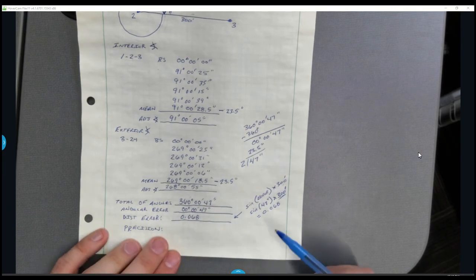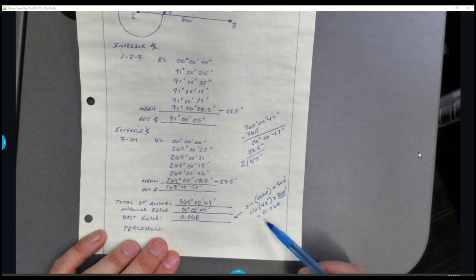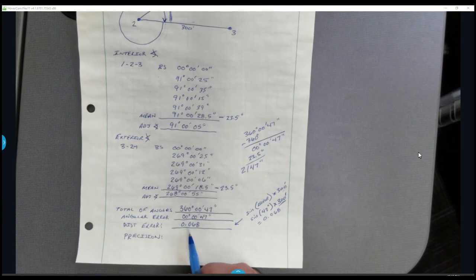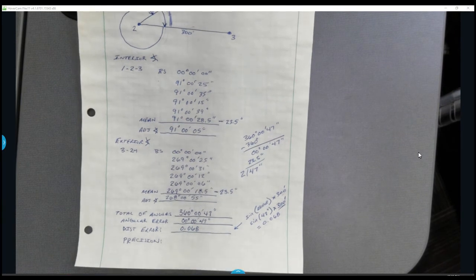Make sure you use the leading 0 when you're doing your calculations and stuff, because I will mark off for that. Okay, that is a significant digit. We have to show it. Make sure you have the 0 there. Okay, 0.068. All right, so how do we figure out the precision then?